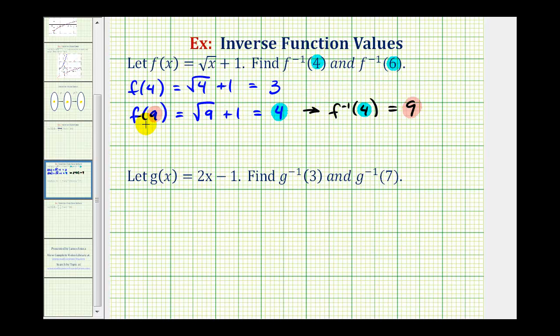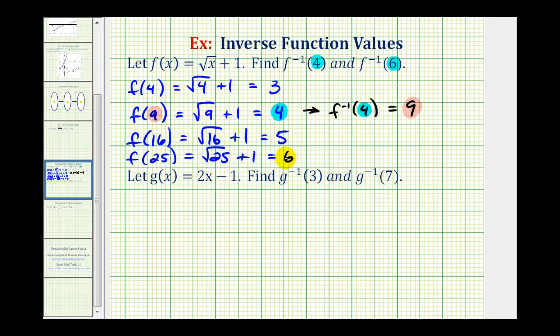Now let's see if we can find an output for function f that's equal to 6. Well, 3 squared is 9. Let's try 4 squared, or 16. So f of 16 would be the square root of 16 plus 1. Well, the square root of 16 is 4, plus 1 is 5. So that's not going to work. So let's go ahead and try the next perfect square, which would be f of 25. That's going to be the square root of 25 plus 1. The square root of 25 is 5. 5 plus 1 is equal to 6.